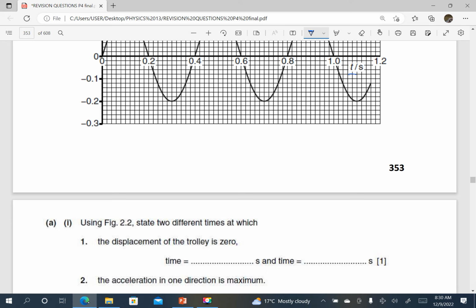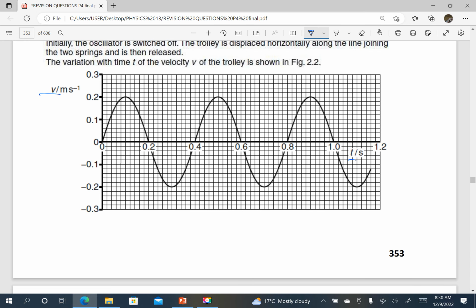Use the figure to state two different times at which the displacement of the trolley is zero. Displacement, velocity, remember velocity is maximum when displacement is zero. Remember v is equal to omega times the square root of x naught squared minus x squared. When x equals 0, v is equal to omega times x naught, because with x being 0 you remain with this, and this is the maximum velocity. So this velocity is maximum when displacement is 0. So on the graph, when you see maximum velocity, you just know at those points the displacement is 0.